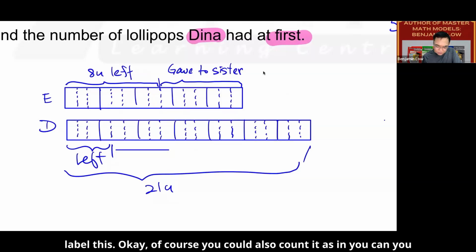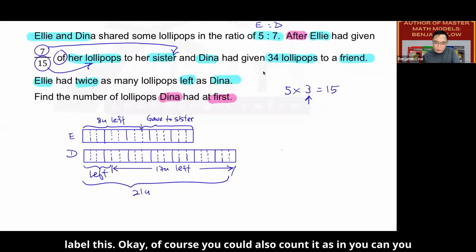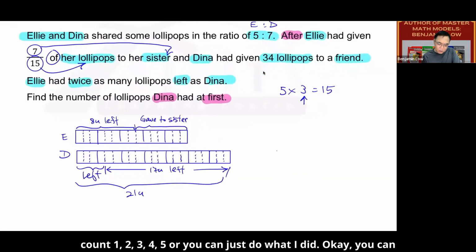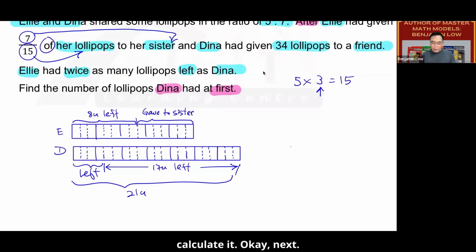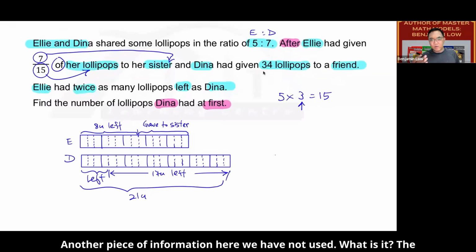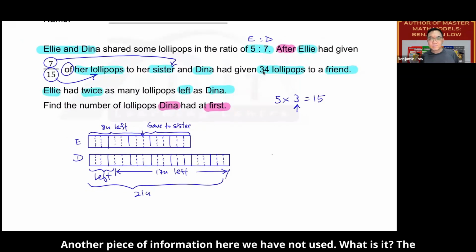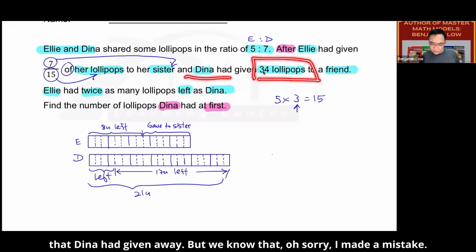Let's label this. Okay, of course you could also count it, you can manually just count 1, 2, 3, 4, 5, or you can just do what I did. Okay, you can calculate it. Okay, next. There's another piece of information here we have not used. What is it? The answer is the 34 lollipops that Dinah had given away.